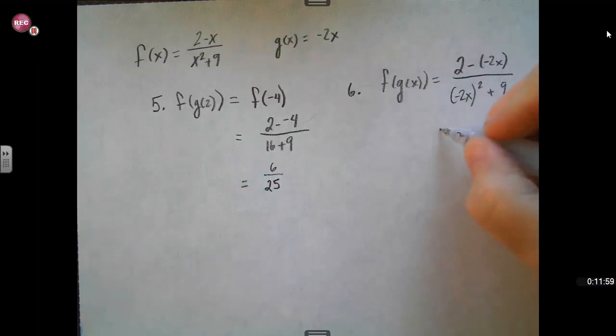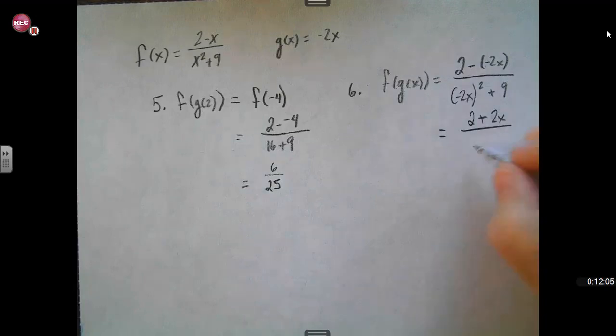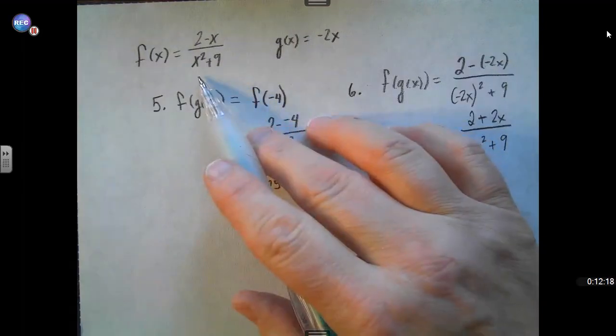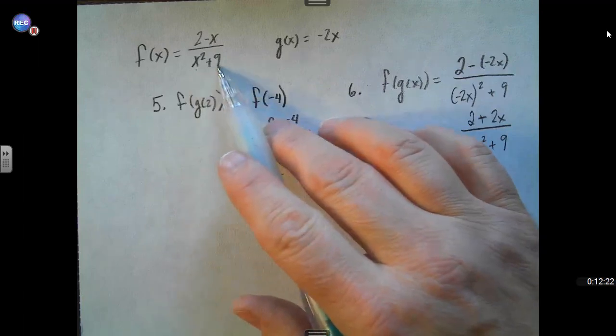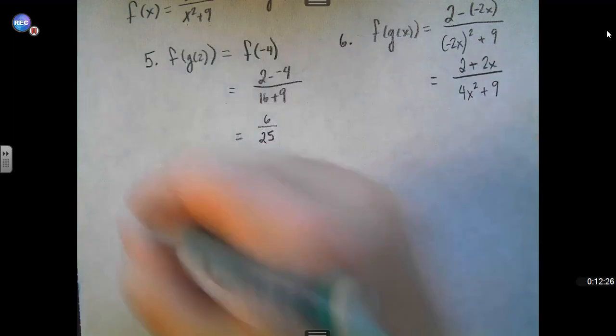And it looks like I'm going to have in the numerator 2 plus 2x, and in the denominator I'm going to have 4x squared plus 9. I don't know if you've noticed, but I don't have to worry about any restrictions on this fraction, because that's x squared plus 9, and there's nothing I can plug in to make this a negative, so it would cancel this out and go to 0. So we are safe in that respect.